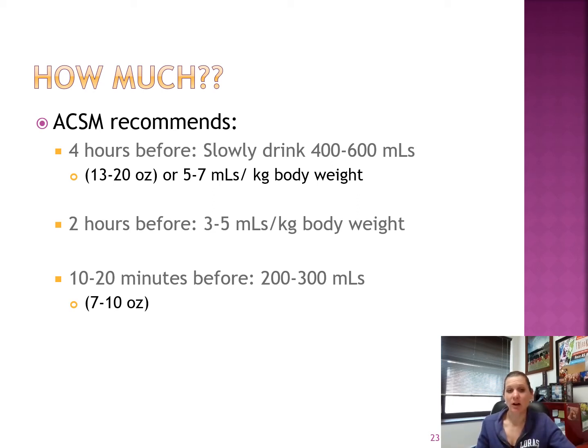So ACSM recommends 4 hours before exercise starts, they should drink 400 to 600 mils of fluid. Again, that's a nice standard number. I think that guideline is pretty good, regardless of who the individual is. So we're looking at 13 to 20 ounces of fluid 4 hours before. So, if we're going to work out in the afternoon, maybe this is around lunchtime or whatever, 13 to 20 ounces is easy to get in with your lunch. Okay. 2 hours prior to, we're going to take in a little bit less. I think this ends up being, again, depending on the person, maybe 10 to 15 ounces 2 hours before exercise.